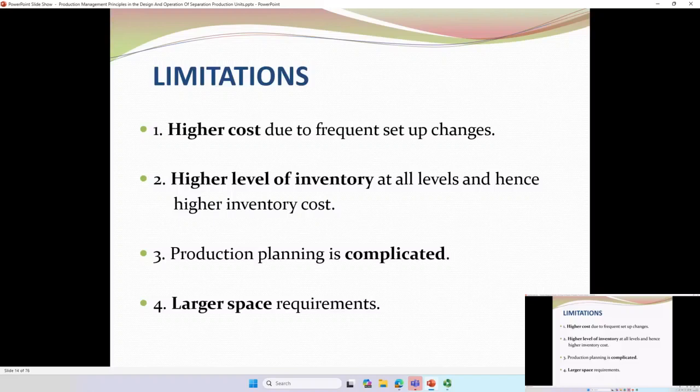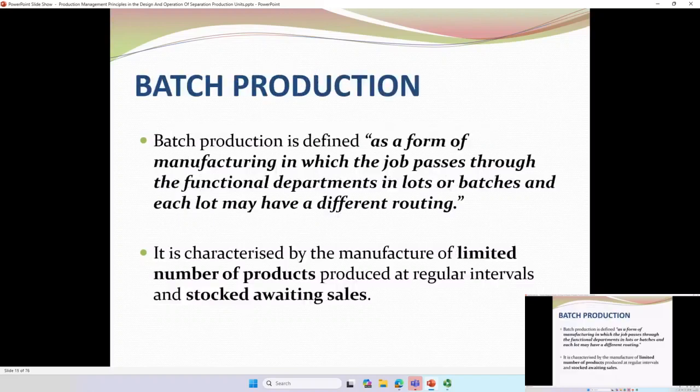Then production planning is complicated. Then larger space requirements. Because if this one is not working, you throw it away. Because they work to perfection, right? Someone is paying for it, then there has to be value for that money. Is that clear now?